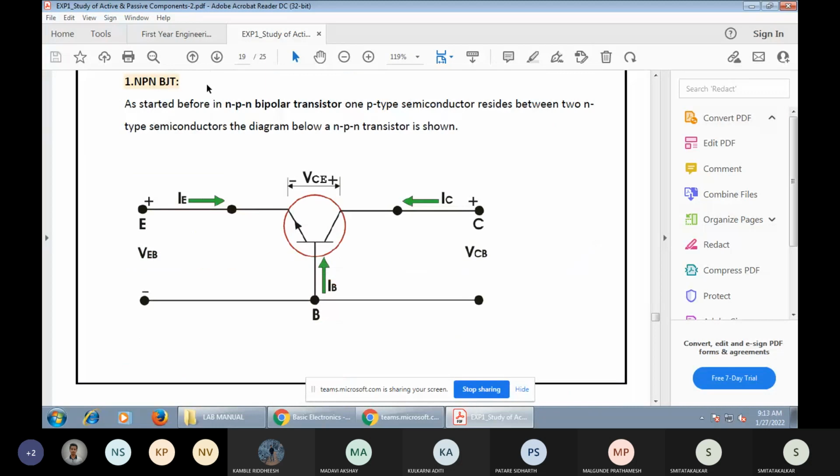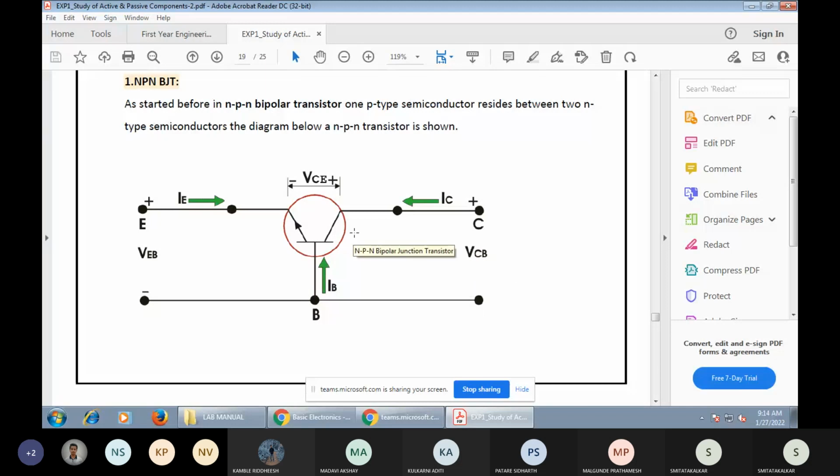This is the circuit of an NPN BJT. The plus and minus polarities were already covered in the theory part. Here the base is common, so this configuration is known as the CB, common base configuration. For the input source, you connect a positive voltage to the first junction, the base to emitter junction, and the output voltage you can measure across the base to collector.